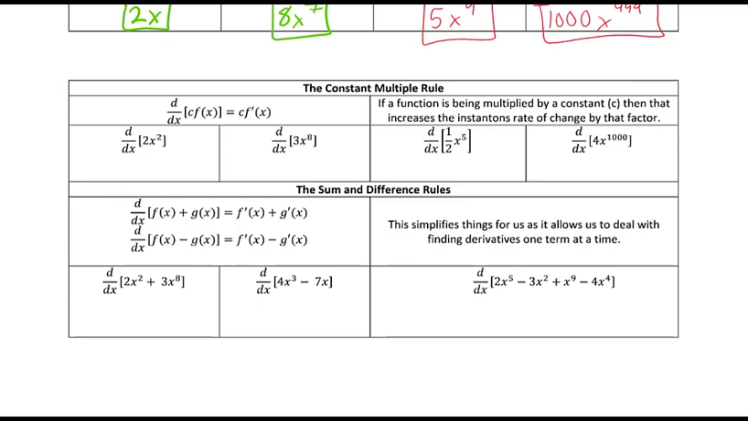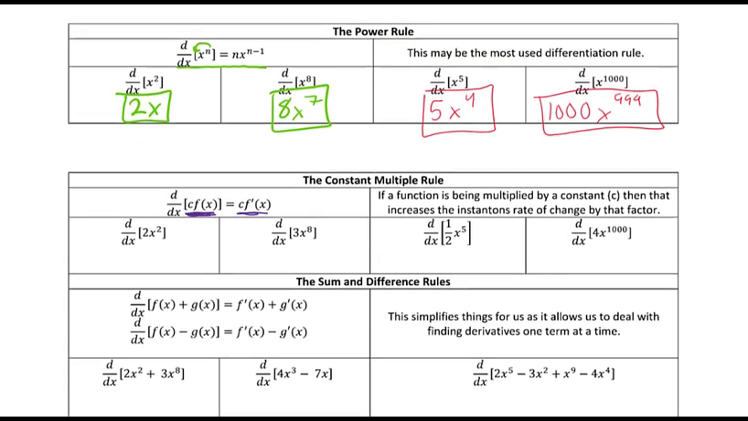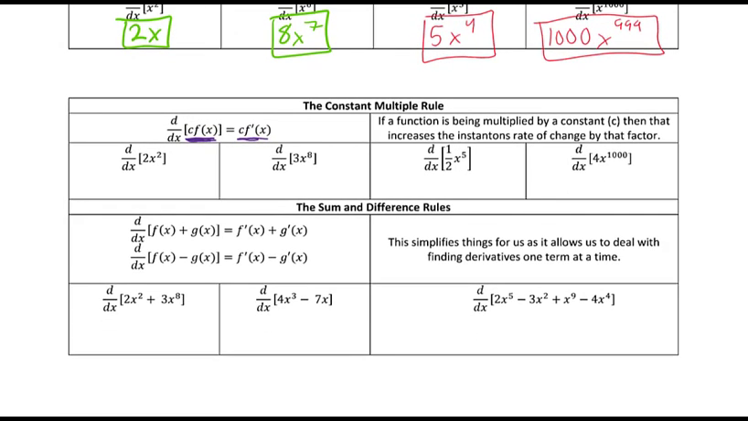All right, we've got constant multiple. The constant multiple rule says if you've got a number times a function, that's the same thing as a number times its derivative. So this is kind of nice because it allows us to get numbers out of the way. So like this 2, you can just think of it being brought out front. Okay, so this would be like 2 times the derivative of x squared.